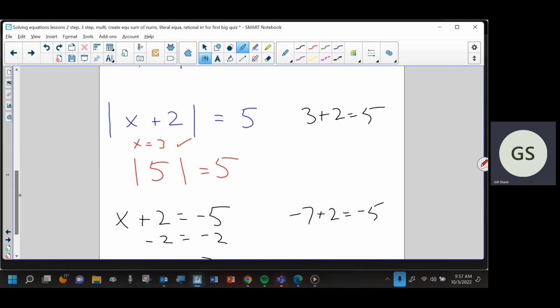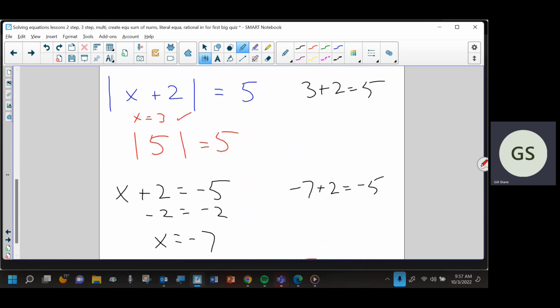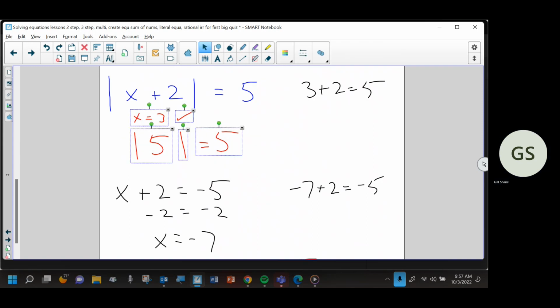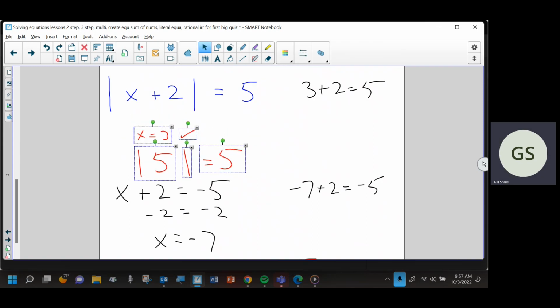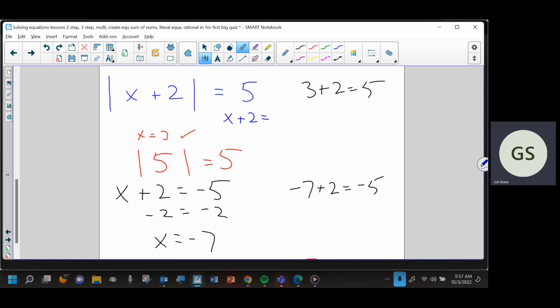When you do equations with absolute value, the only trick is you solve the equation just like it's written, only you take away the absolute value signs. So in this particular equation here, I would just solve the equation x plus 2 equals 5. If I solve that out, it gives me x equals 3, which is what I have right here. And then if I plug it back in, I get 5 on the left and 5 on the right.